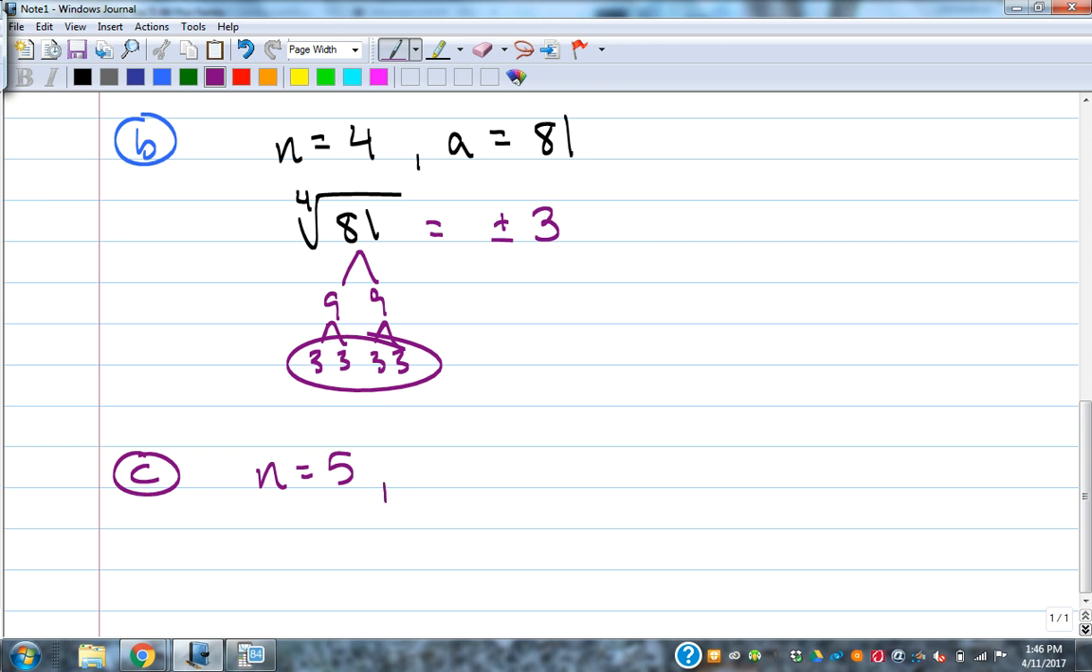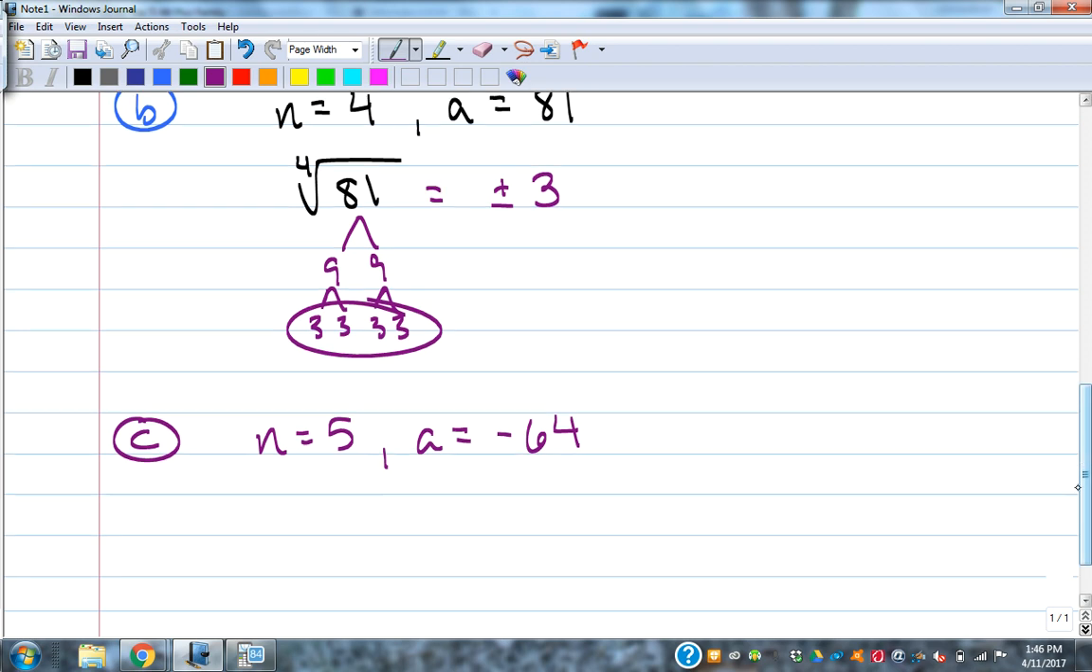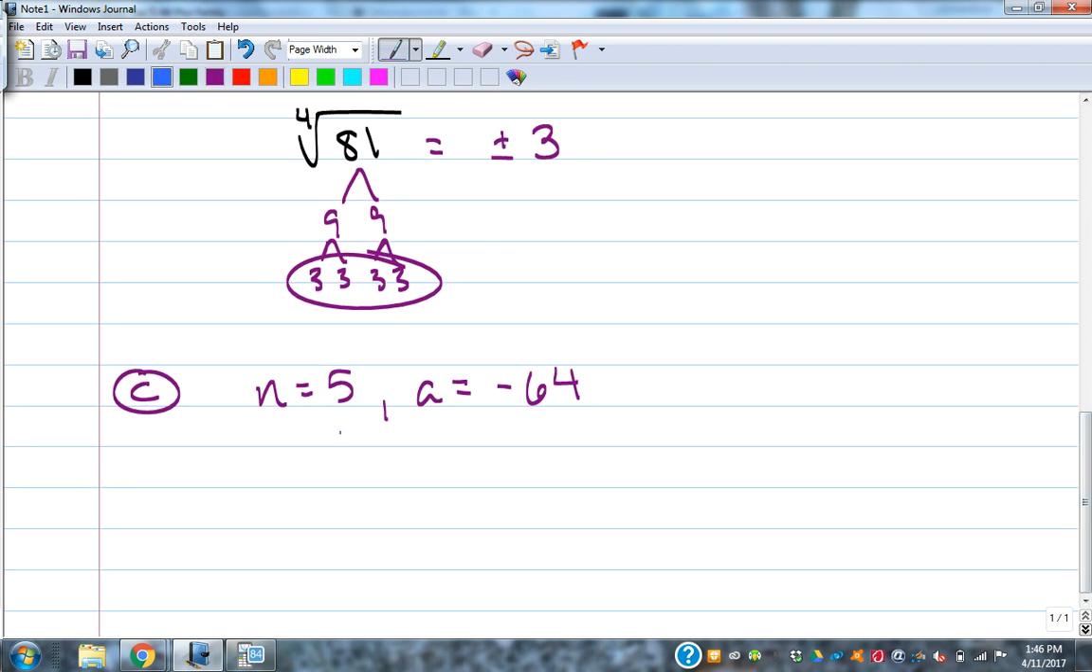N equals 5 for a being negative 64. Okay, so what's the index? 5. So that's the number that goes right there of a negative 64. It's an odd index, so that means the negative is okay. And that means the answer is going to be what? A negative something, okay? And we're going to work that out.